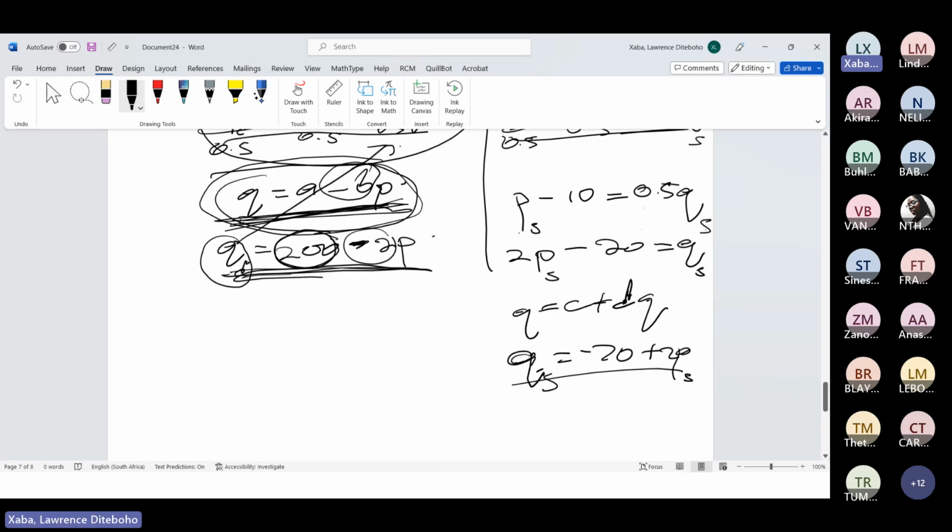This side, we have QD equals 200 minus 2 times P. Not squared, Q down there. Why QD? Yes. So now we have our two equations. Now we want to calculate and find the equilibrium price and the quantity from these two given equations. So what do we do now?